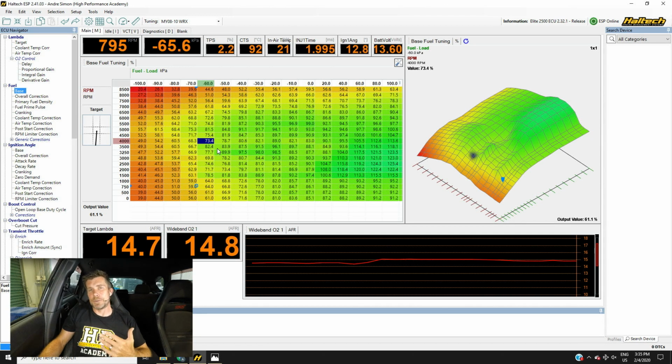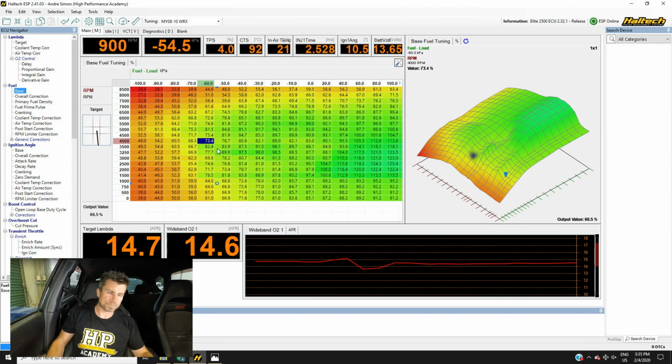So this is the most common problem: trying to fix issues in your VE or fuel table with your transient enrichment. Don't do that. Get your basics right first. Tune your fuel, tune your ignition. Once you've got those right, then you can start moving on to your transient enrichment.